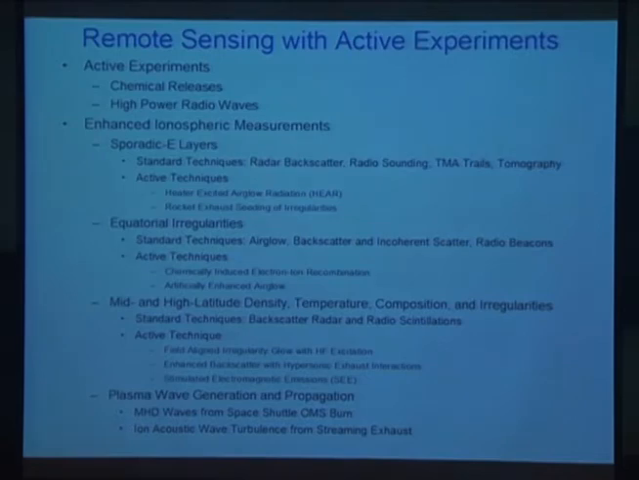For high and mid-latitude density electron temperature composition irregularities, the standard techniques are backscatter radar and radio scintillations. The active techniques are field line irregularity glow with HF excitation, where you can look at the presence of the field line irregularities, enhance backscatter by putting a hypersonic neutral cloud streaming through the region to produce irregularities.